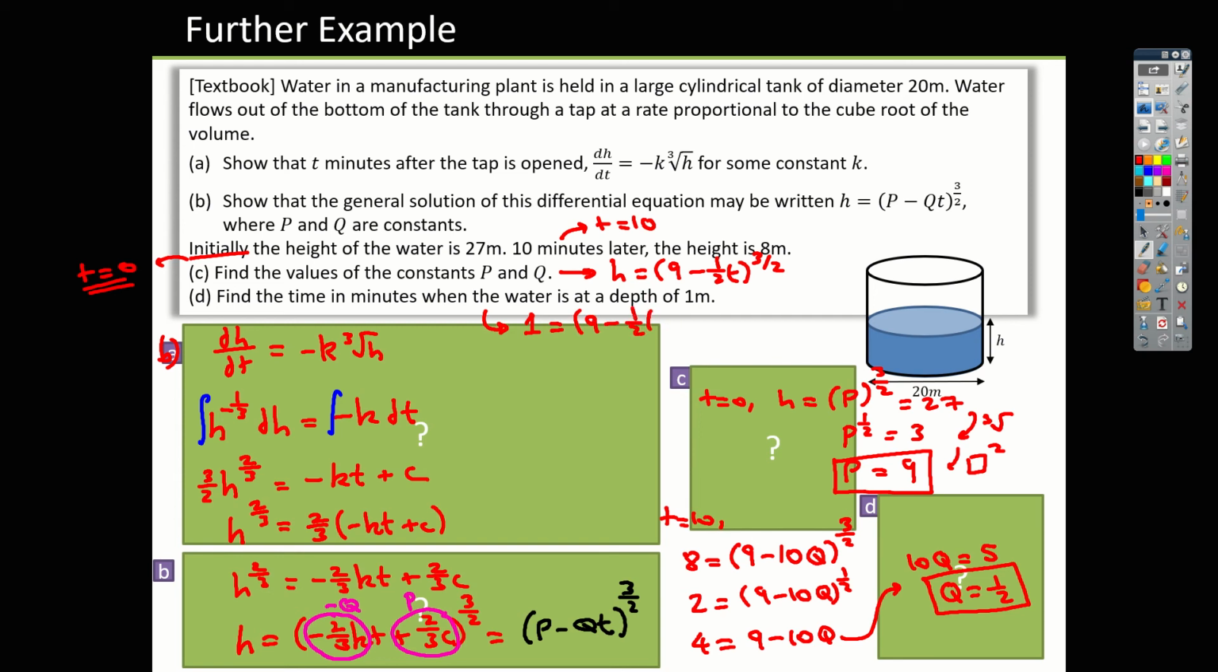I don't know the value of time yet, so I can solve for that now. So then I can easily get rid of this power because it's acting on 1. I can square it and cube root and it's going to stay as 1. And then solve for t. So 9 minus 1 is 8 equals half of t. Double and I get t is 16. And that's in minutes.